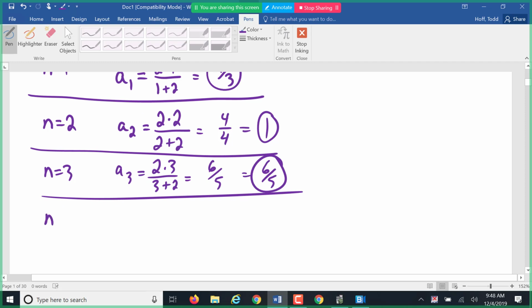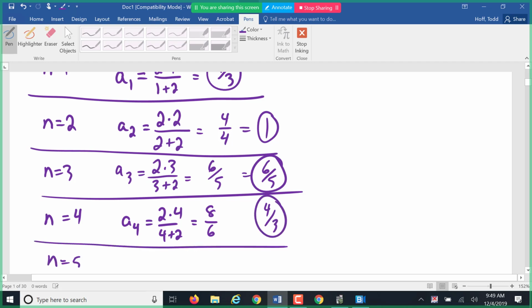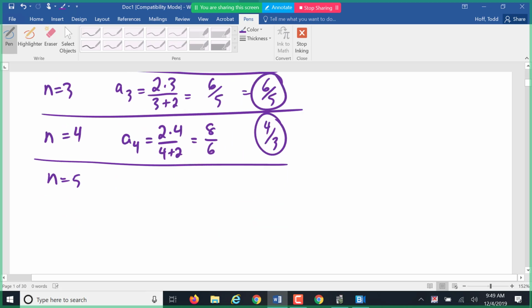Notice I leave it as 6/5 because often leaving it as an improper fraction like that makes it easier to see the pattern in the sequence. For n equals 4, a_4 will be 2 times 4 over 4 plus 2. That's 8 over 6. We will reduce that to 4/3. And n equals 5, that's our fifth term, so that's the last one we need to find. a_5 equals 2 times 5 over 5 plus 2. So that's 10 over 7.